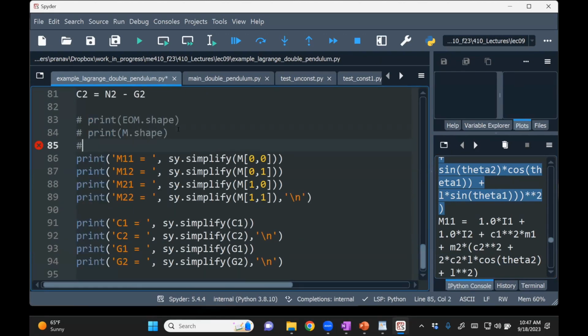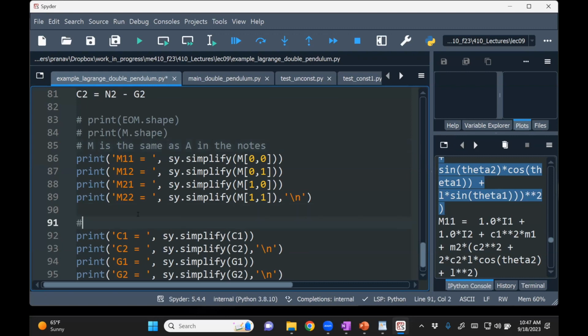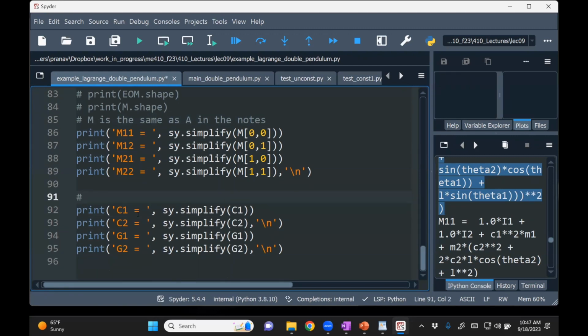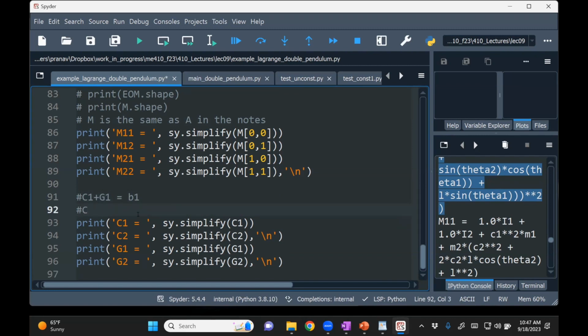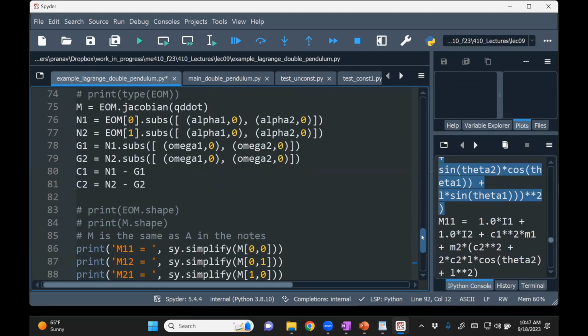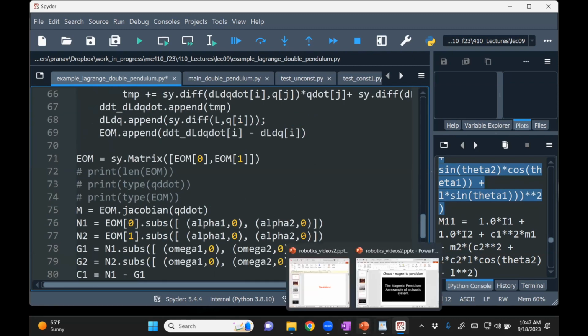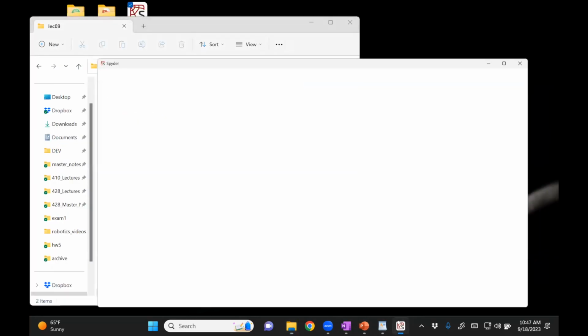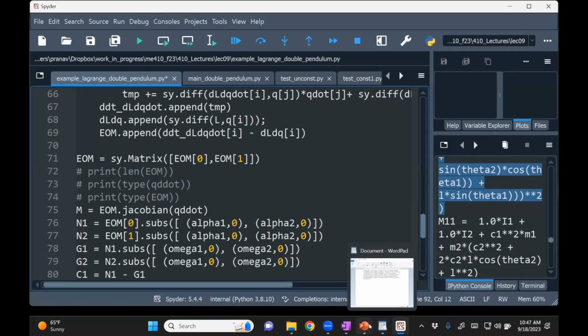M is the same as A in the notes. And then I also get C1 and G1. I've written it down in that fashion because that's how you'll see it in books. But that is basically B1, and then C2 plus G2 is B2. So the code here extracts these things from the equations, and the way it is done is kind of interesting. I learned it from somewhere else.